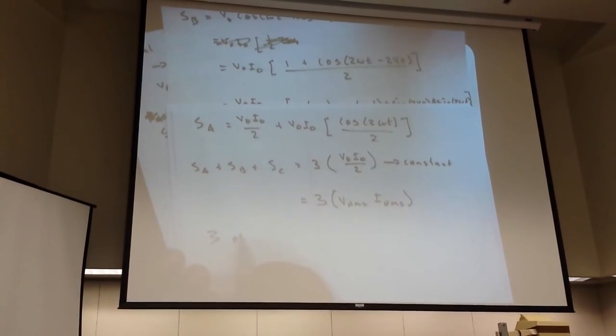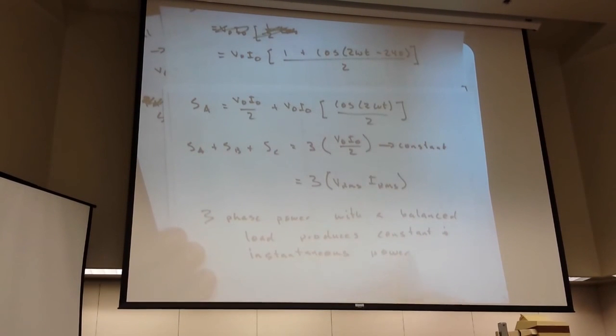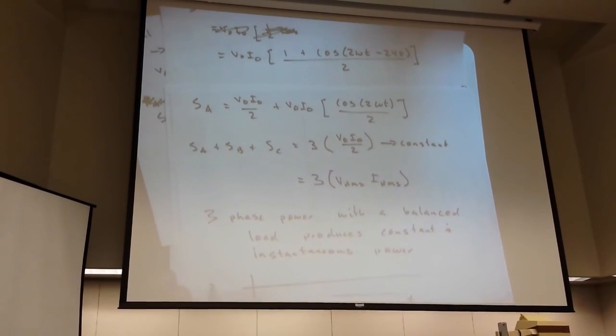Three-phase power with a balanced load produces constant instantaneous power. All that trigonometry, discover that. As a function of time, we have 3 VRMS IRMS.